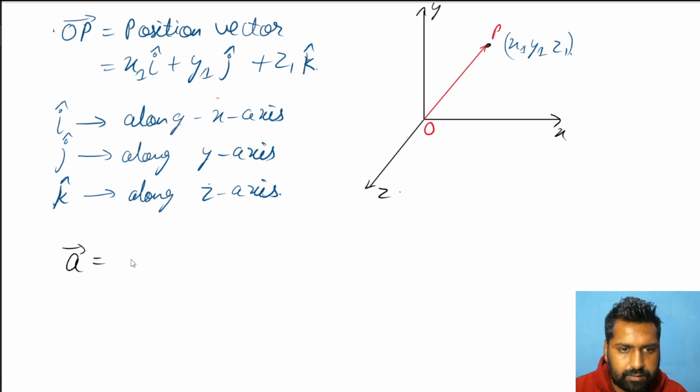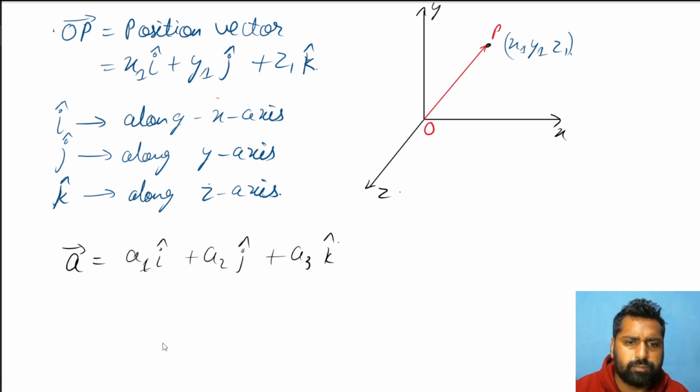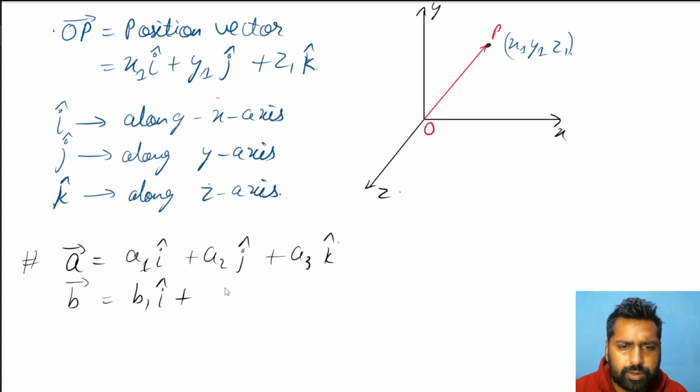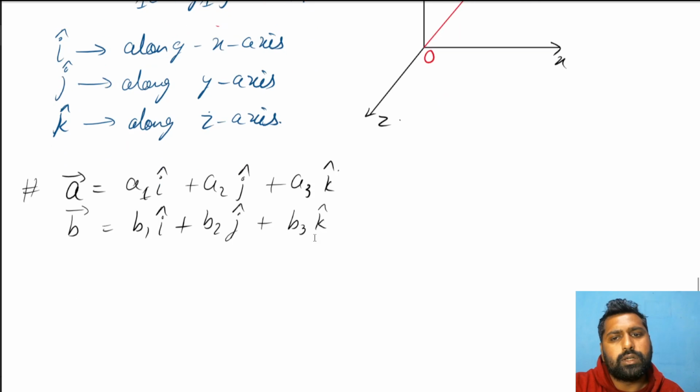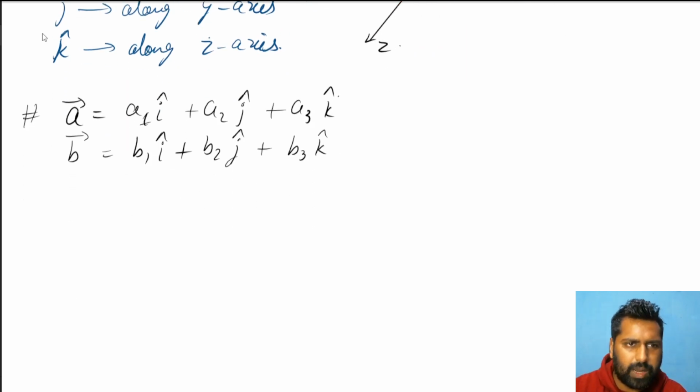Let's say a vector is a1 i cap, a2 j cap, a3 k cap. And you have another vector b, let's say b1 i cap, b2 j cap, b3 k cap. a1, b1, a2, b2, a3, b3 will be some sort of numbers. 1, 2, 3, 4, 5, 6, anything, negative, positive, doesn't matter. Now I'll teach you basic algebra here, how to add, how to subtract.